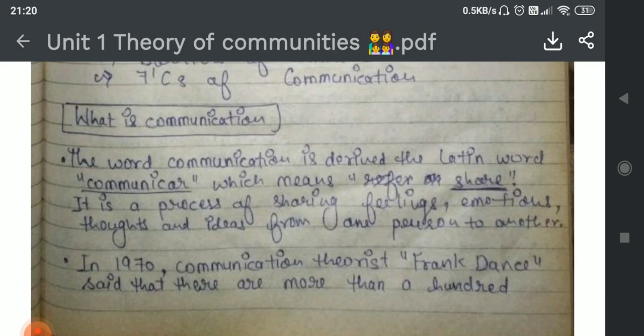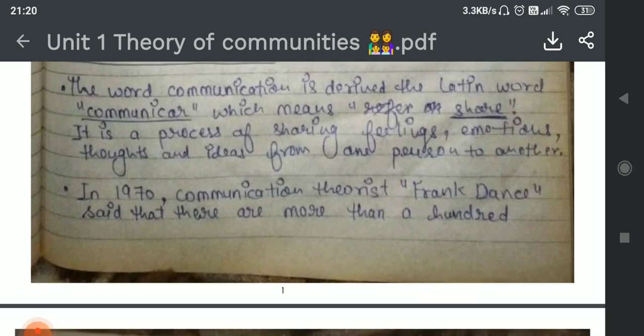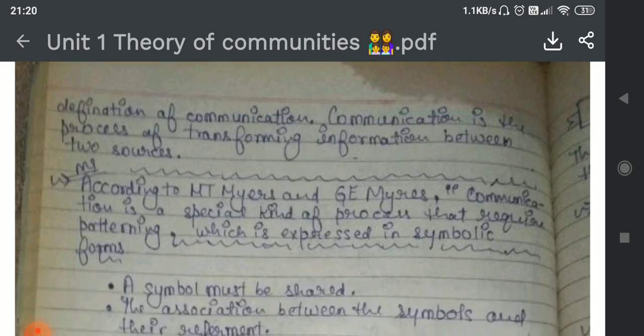Now, in 1970, there was a communication theorist, his name was Frank Dance. He was basically doing research and he said that there are more than 100 definitions of communication, and it keeps increasing all the time. He also said that it is a special kind of process and it requires two sources, by which he means sender and receiver.